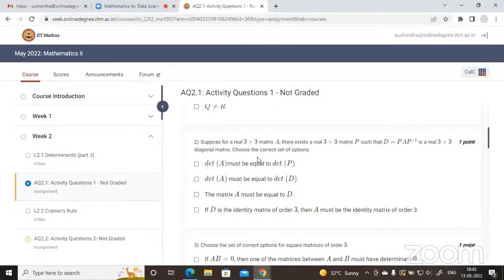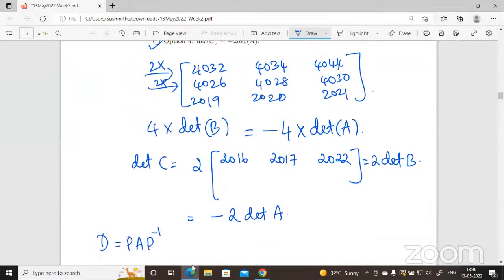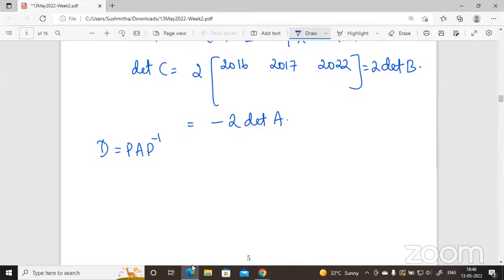Why is the third option not correct, and why is the fourth option correct? You tell me. See, P multiplied by A multiplied by P inverse. When we multiply P and P inverse, we get the identity matrix, right? D is P A P inverse, and P into P inverse is the identity matrix, and identity matrix into matrix A is equal to matrix A. So D is equal to matrix A? P inverse A? So this is A?